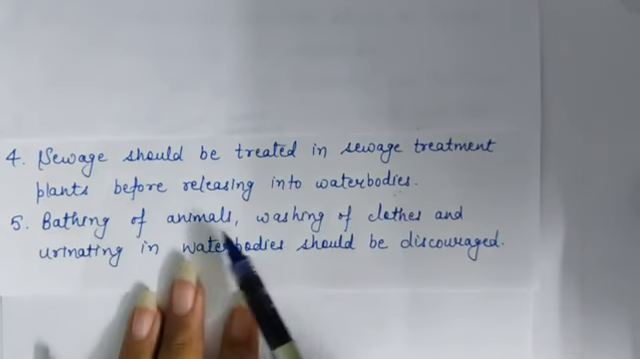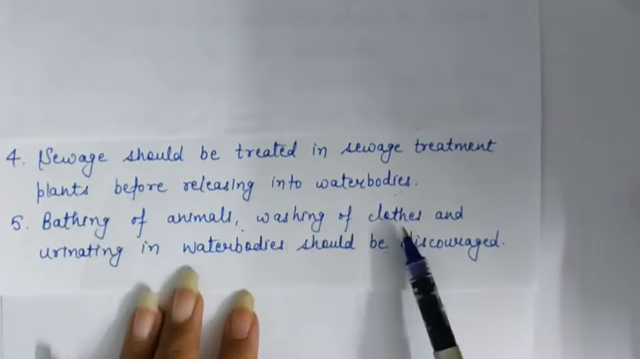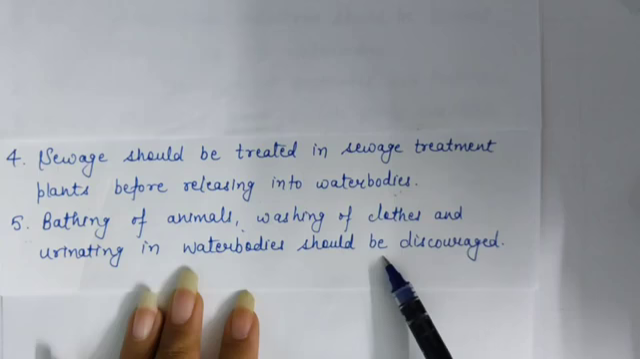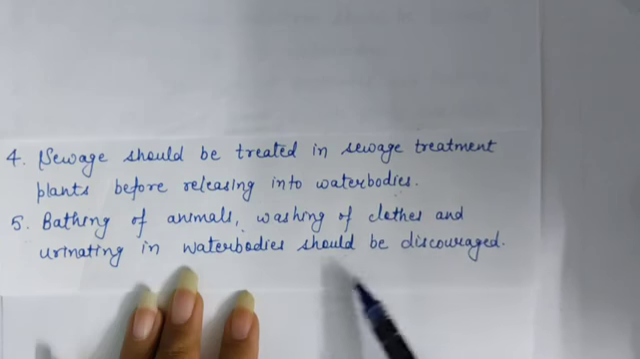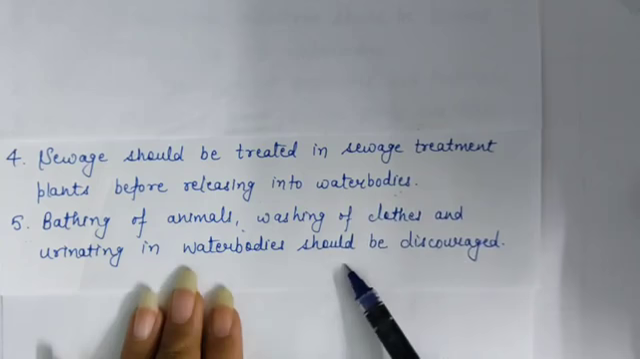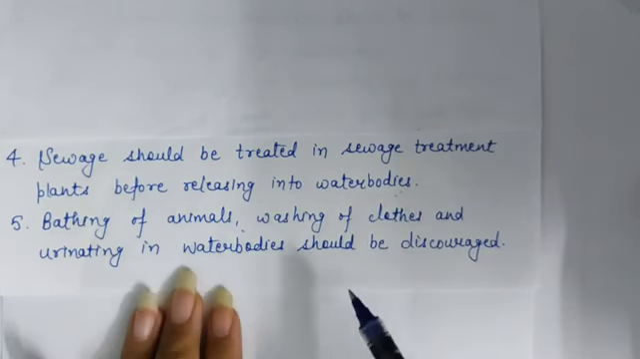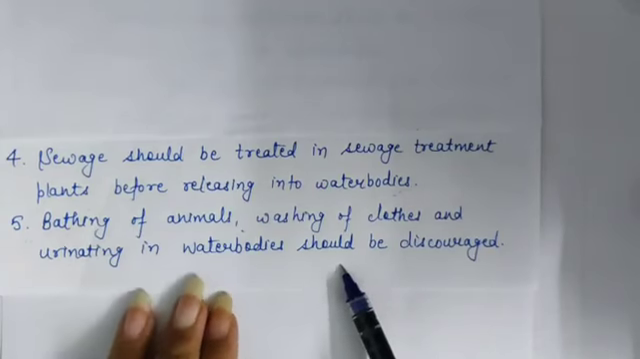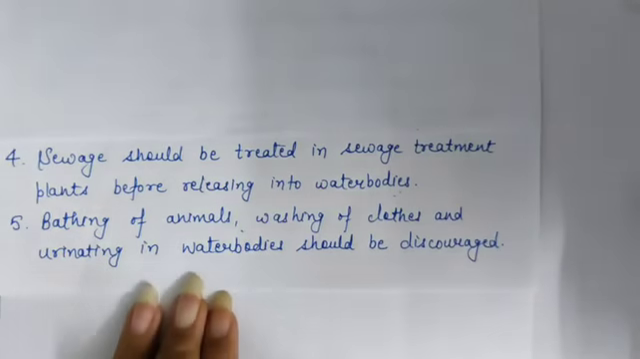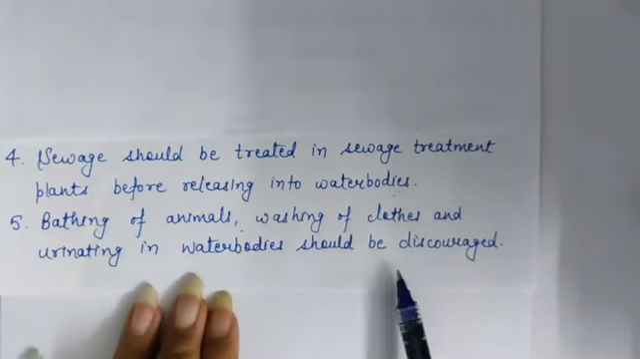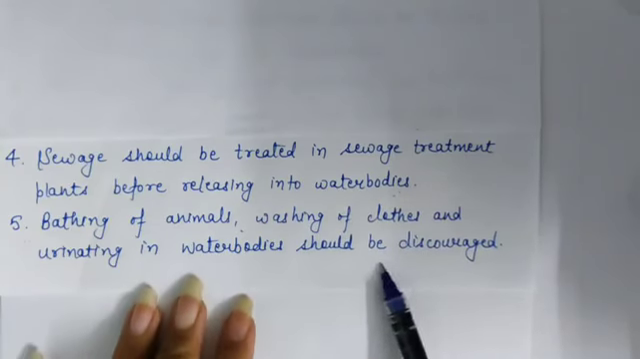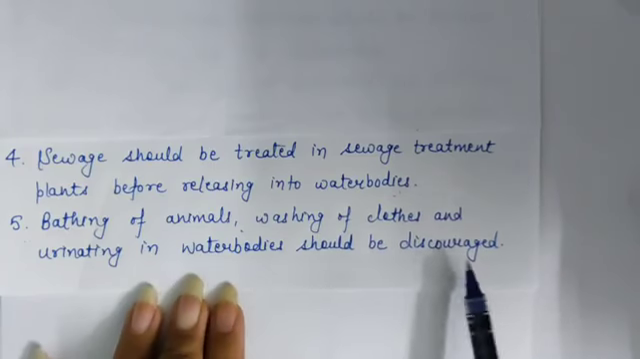Next is, bathing of animals, washing of clothes and urinating in water bodies should be discouraged, because it is the main source of water pollution. Okay, so these types of human activities should not be done, because they will pollute the water. So, bathing of animals, washing of clothes and urinating in water bodies should not be done or should be discouraged.